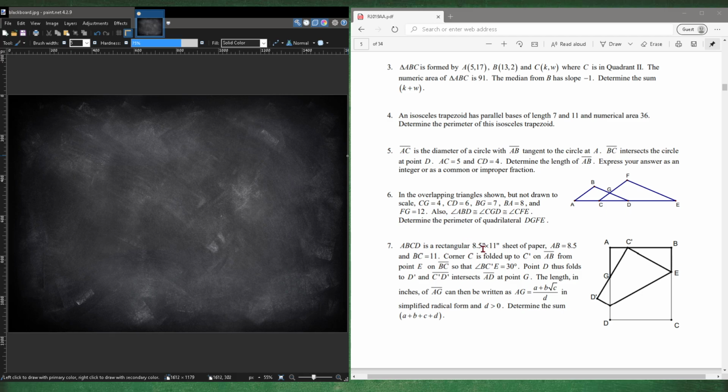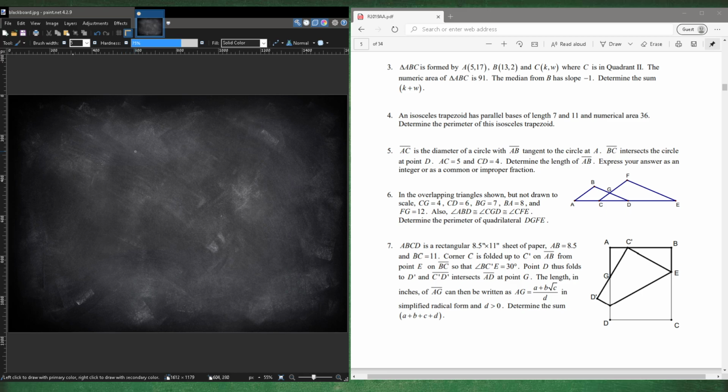ABCD is a rectangular 8.5 inch by 11 inch sheet of paper. AB, so this line on top, is 8.5. BC is 11, so that's on the side, that's 11. And then the next few lines just describe the picture. And they say that angle B C prime E is 30 degrees, okay? So the length AG is written in this form. So AG is this line right here. And we need to find the sum of all the coefficients, basically.